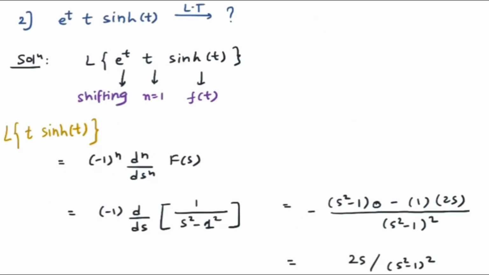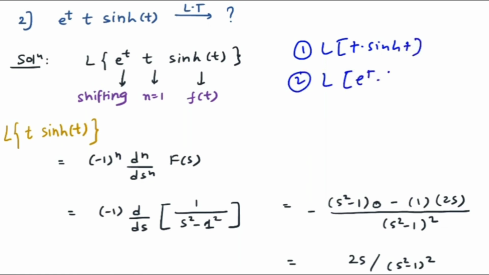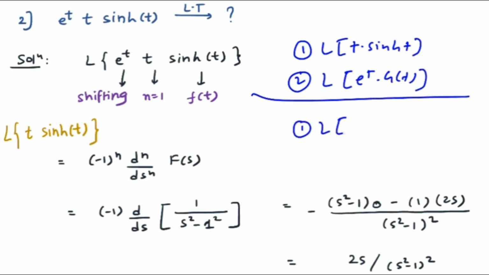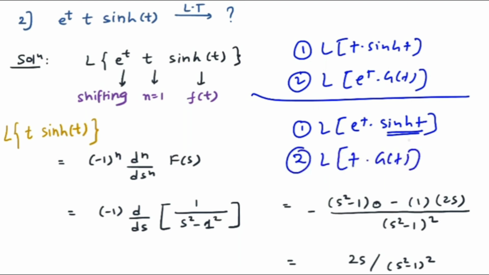So in this question we first found the Laplace of t into sine hyperbolic of t, and in the second step we did the shifting part, so e raised to t into g of t, right? So we did the shifting part. But many students will say, what if, sir, I do Laplace of e raised to t into sine hyperbolic of t as the first part, I will find the Laplace of sine hyperbolic t, then I will shift the position of s, and in the second part I will find t into g of t, which is this part, right?